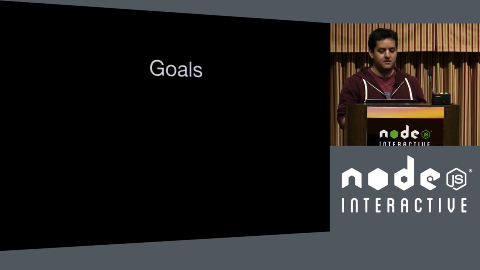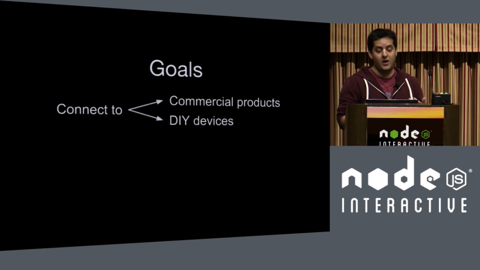So for me, the main goal I want to achieve is being able to connect to both commercial products and homemade devices, because if you already have some commercial product at home, like Nest or Philips Hue light bulbs, you will definitely want to connect with them, because they're usually really great at what they do. But also, I want to connect with do-it-yourself devices, because let's face it, they're just really fun to do.